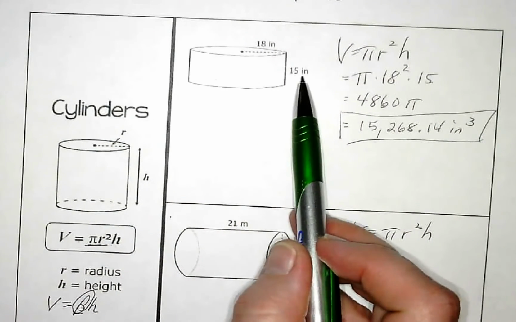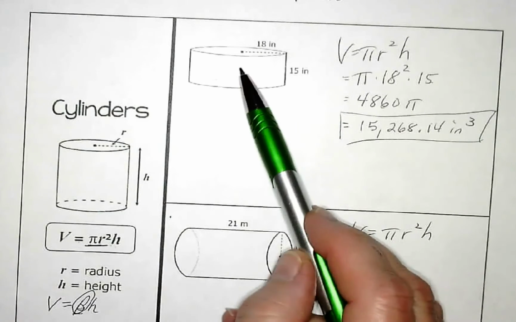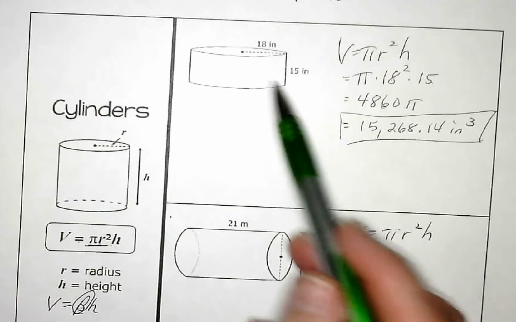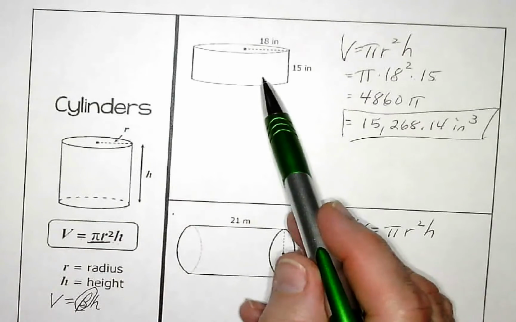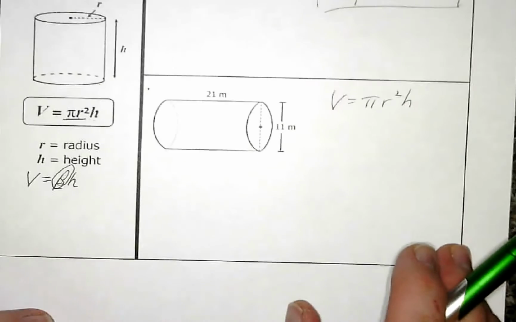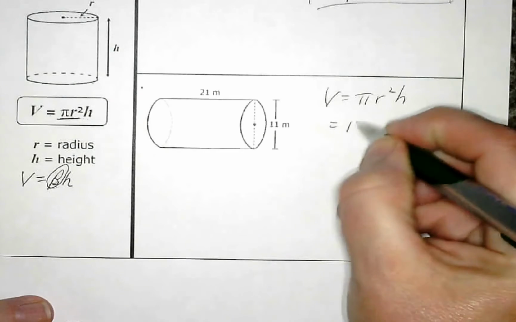I mean, this is in inches, but if we had bigger measurements, this could be like a pool. It could be, again, part of a silo, and how much grain I could fill in there. Lots of different things that could go along with volume of a cylinder. So here's my second one.